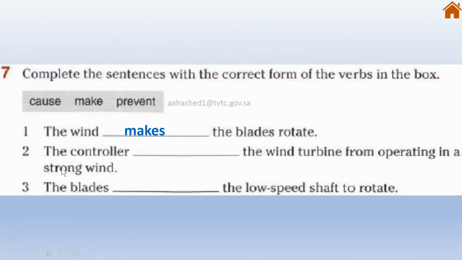Okay, for number two, without understanding the meaning of the sentence, we need to go through the sentence again, thoroughly, and as we can see, we have "from." The only word that I should use with "from," if there is ing on the verb after from, is prevent. So number two, the controller prevents. We added s because the controller acts as singular, so we added the suffix s at the end. Okay, for three, the blades, the low speed "to." The only word from this list to be used with "to" is cause.